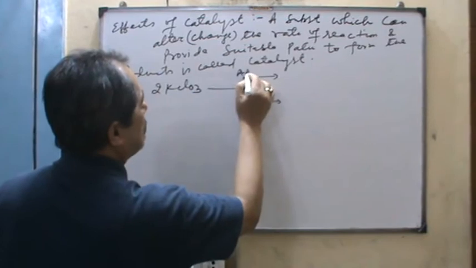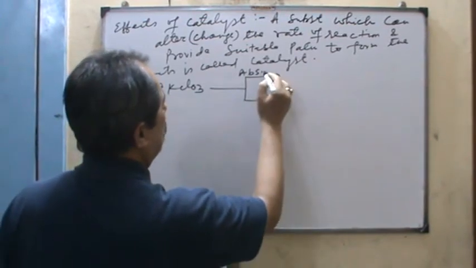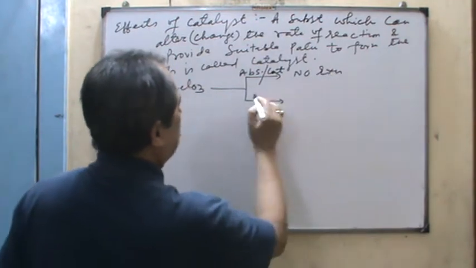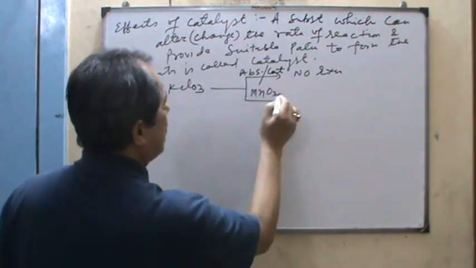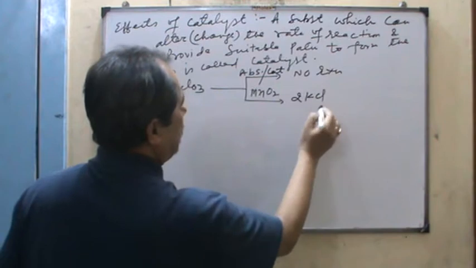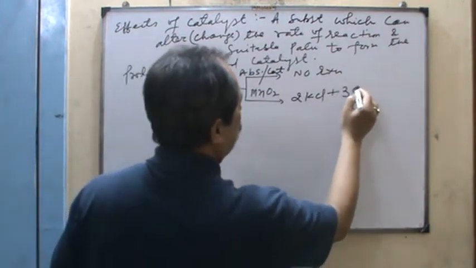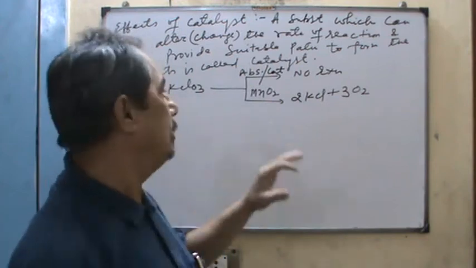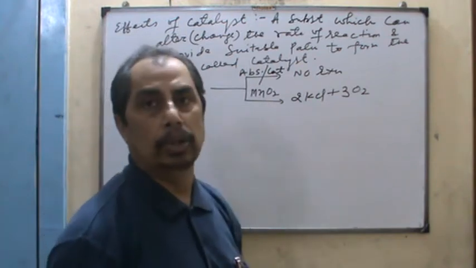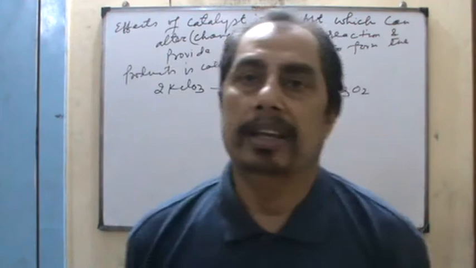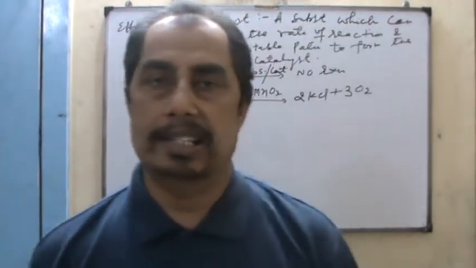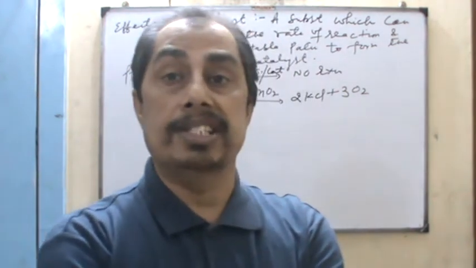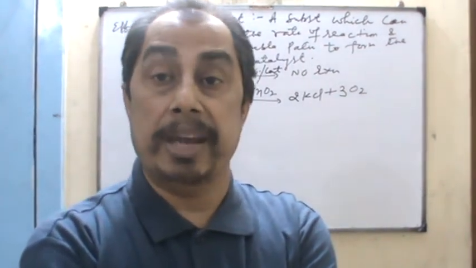In the absence of catalyst, no reaction. But if you use manganese dioxide, it will be decomposed to form 2KCl plus 3 times O2. Just you understand the impact of catalyst on the rate of reaction. Usually the phenomenon is called catalysis. We will also discuss the types of catalysis in surface chemistry. That will be my next chapter.